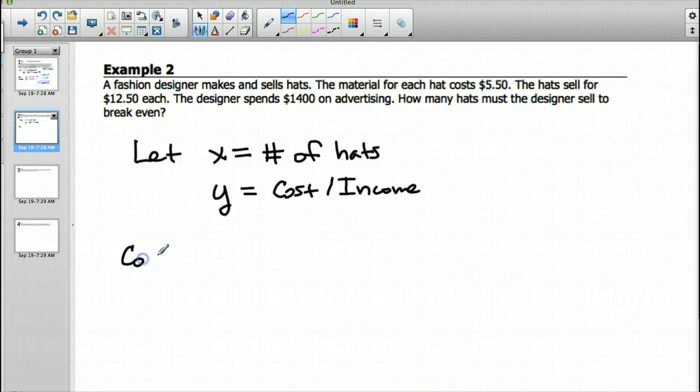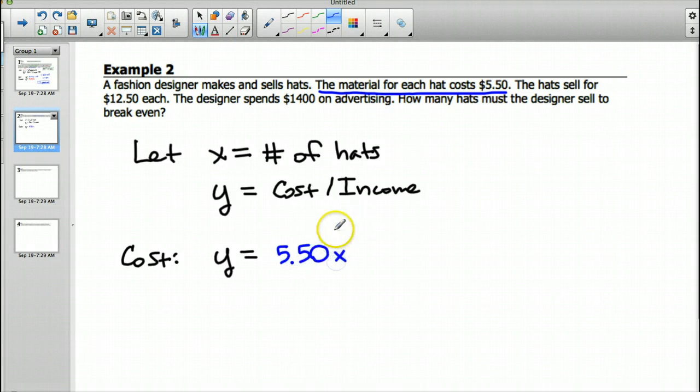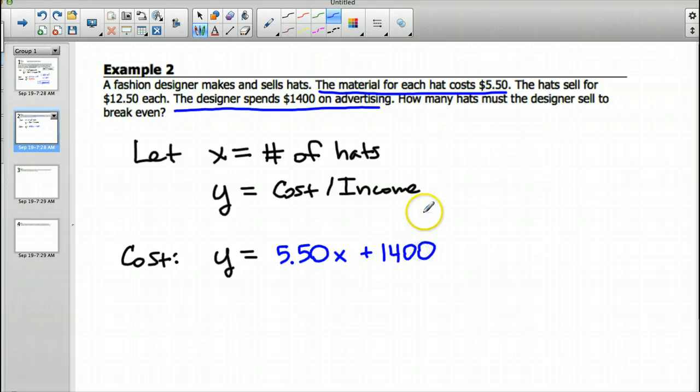So for my cost equation, again, that's going to be Y equals. Let's underline everything that deals with what the company is actually spending money on. They have to buy the material for the hats. It says right here, the material of the hats costs $5.50, so they're spending $5.50 per hat. That'd be 5.50x. They're selling hats for $12.50 each, so that's not going to be in our cost equation. But right here, it says they spend $1,400 on advertising. So in addition to that $5.50 per hat, we're going to add $1,400 to it. And that will be our cost equation.